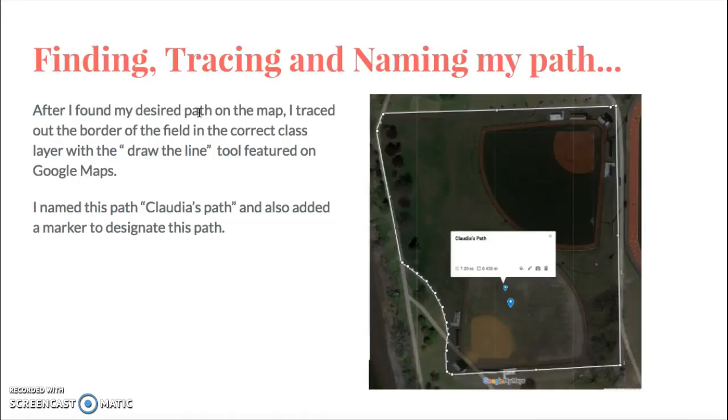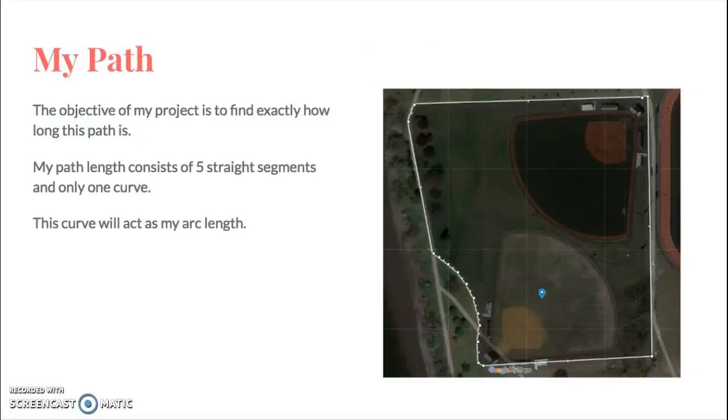So after I found my desired path on Google Maps, I traced out the border of the field in the correct class layer with the Draw the Line tool featured on Google Maps. I named this path Claudia's Path, and then I also added a marker to designate this path. So this is my path, this picture right here. The objective of my project is to find exactly how long this path is.